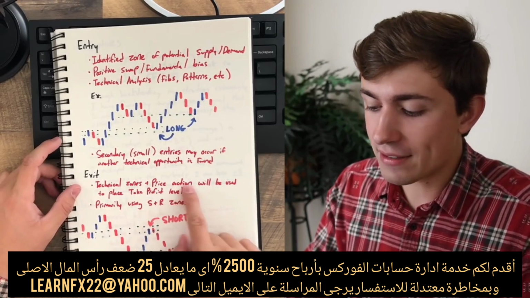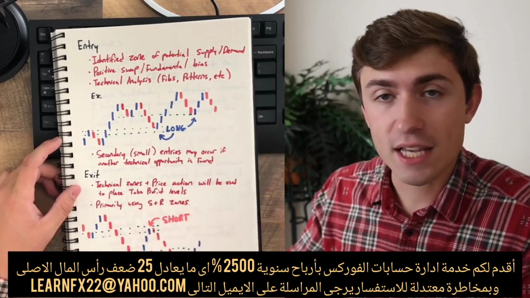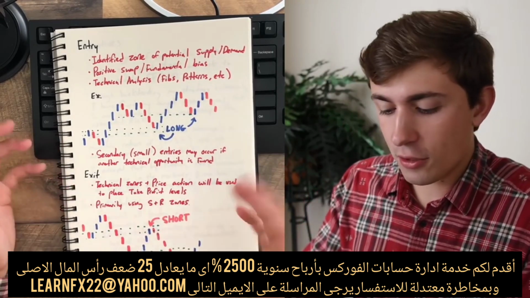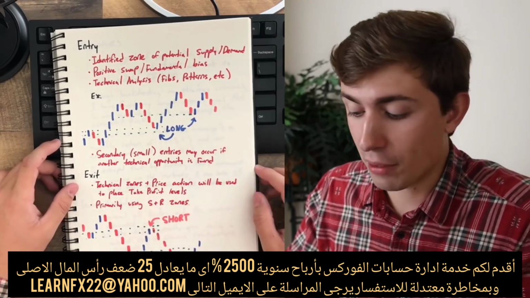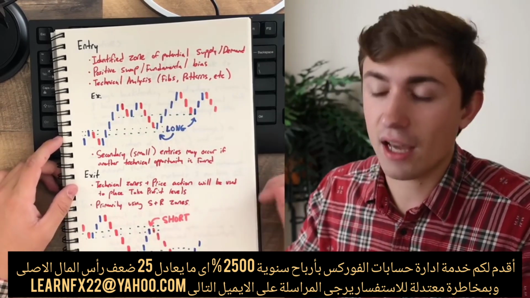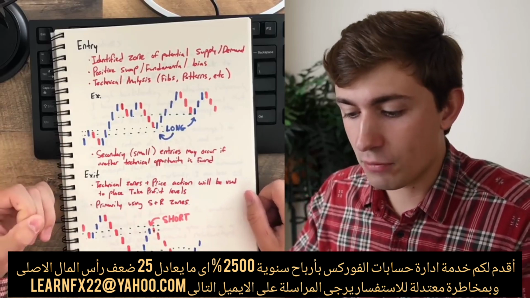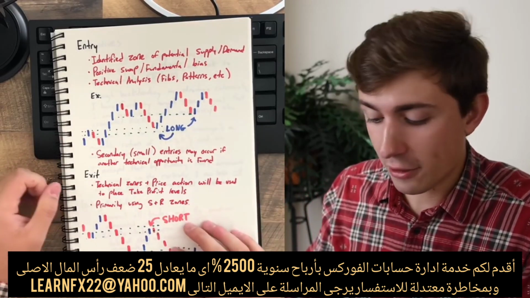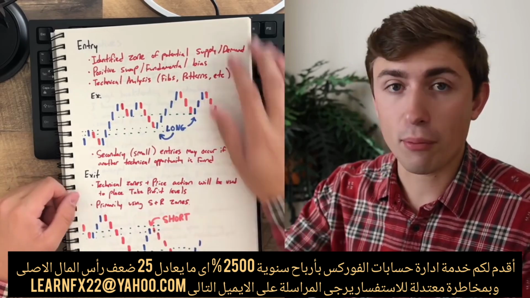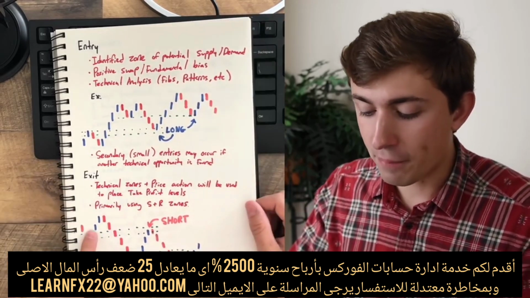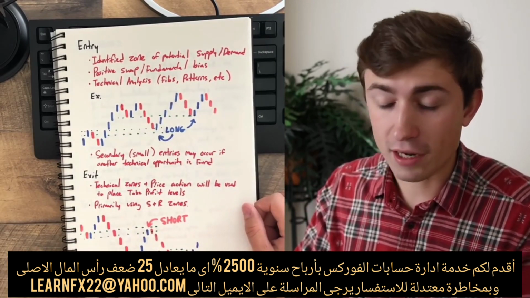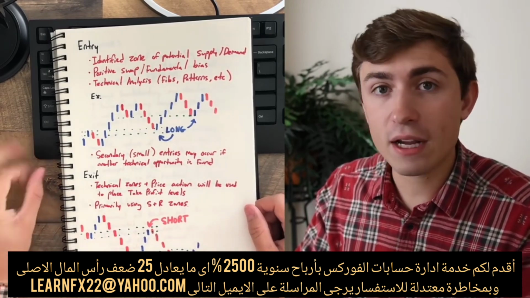Technical zones and price action will be used to place take profit levels. So what I'm going to use on the exit is technical zones and price action for the most part. I'm going to be looking to get out of a trade at a technical zone of supply or demand that I come to find in my technical analysis, primarily using support and resistance. You can see, for example, if I was short here, I'd look to take profit at a recent structure. Very simple, very basic.